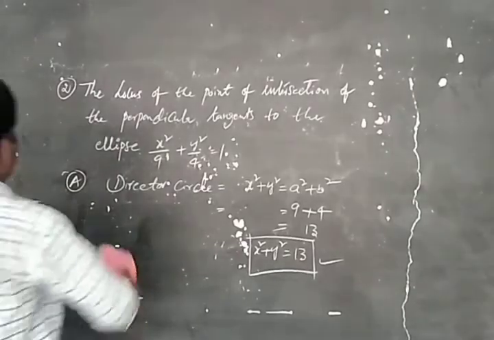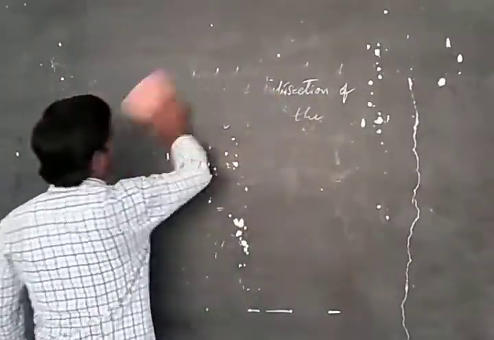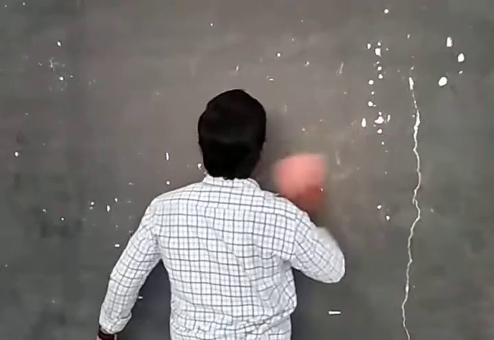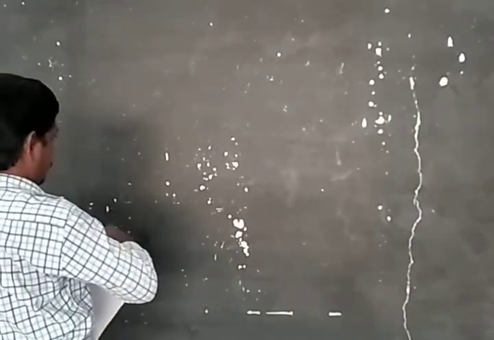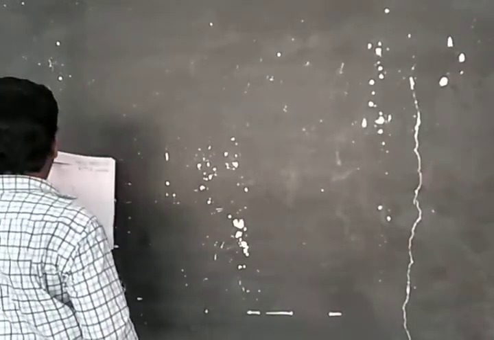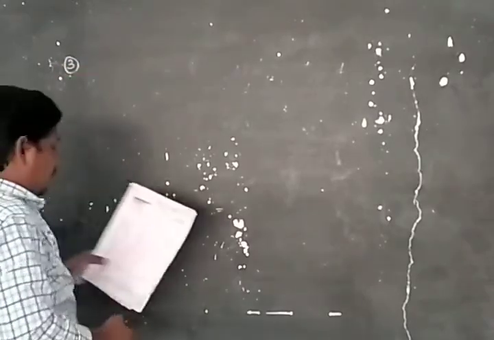Okay, third problem. If the tangents from the point lambda comma 3 to the ellipse x square by 9 plus y square by 4 equal to 1 are at right angles, then lambda is.